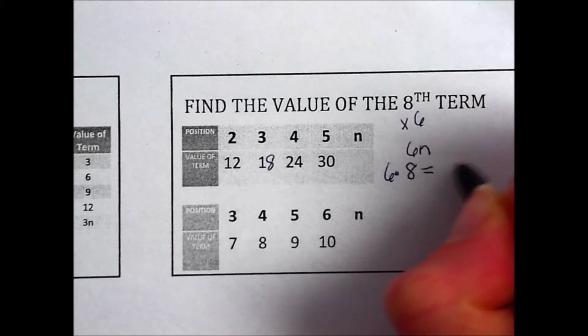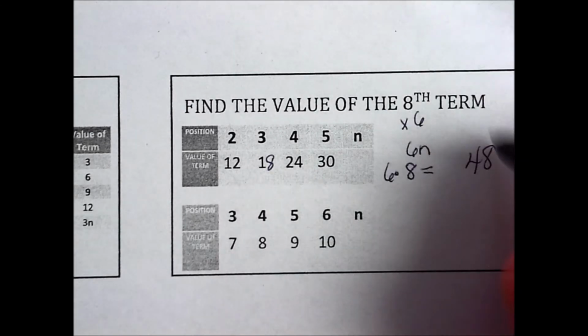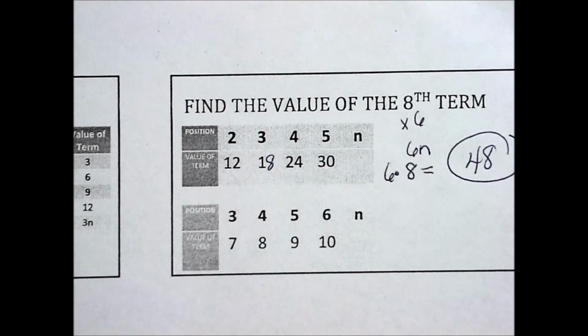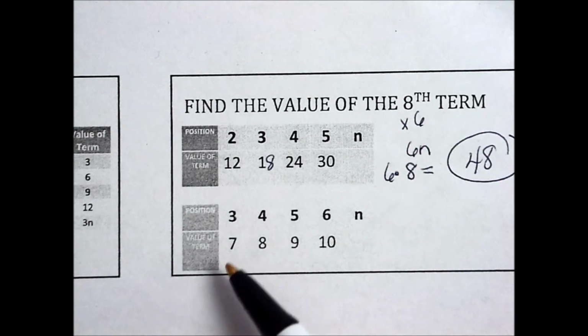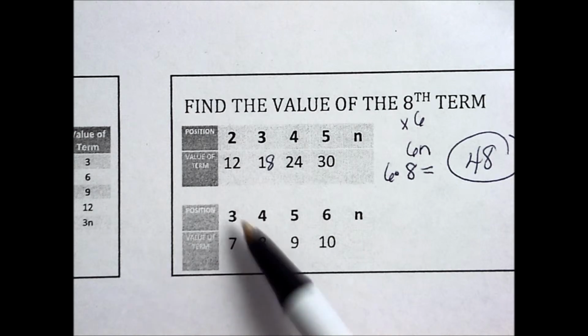So the value of the nth term is 48 in this case. Alright, so here's another table. It still wants the value of the 8th term. So first let's find the pattern so we'll know the rule.